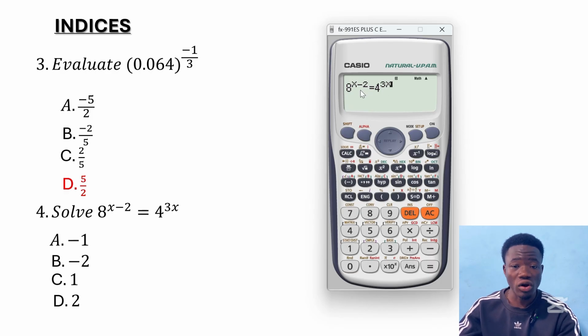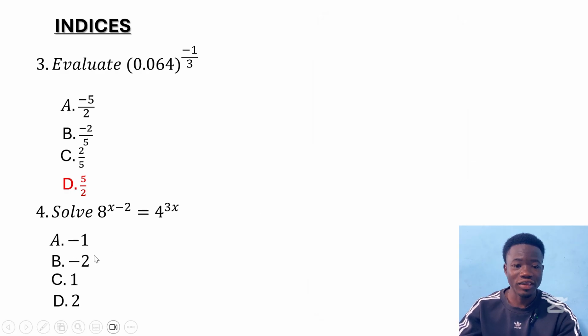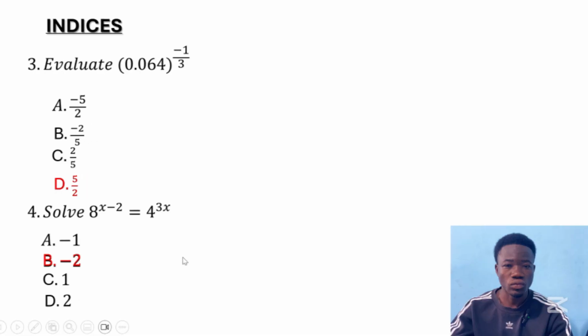Then because there's an equal sign, we are solving for x, so I have to use the solve symbol. So shift and solve. And your answer is -2. So the correct answer here is B, -2.